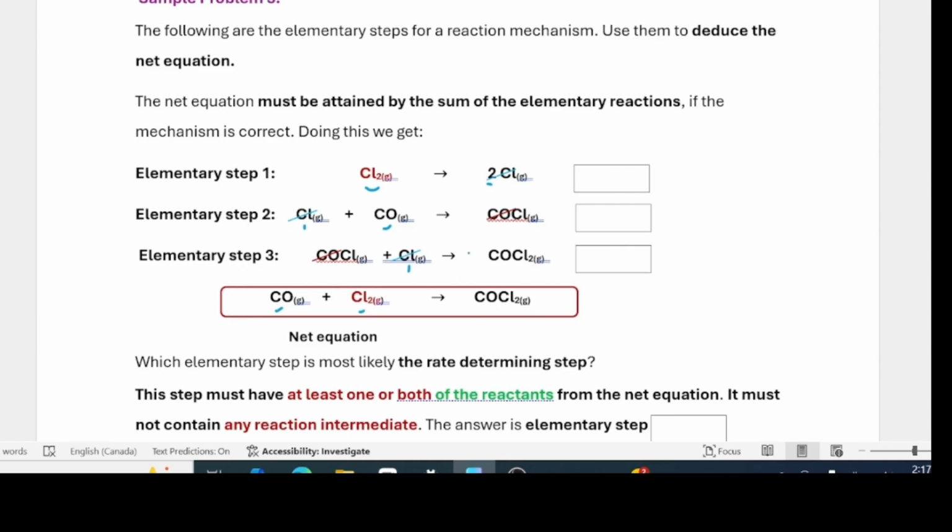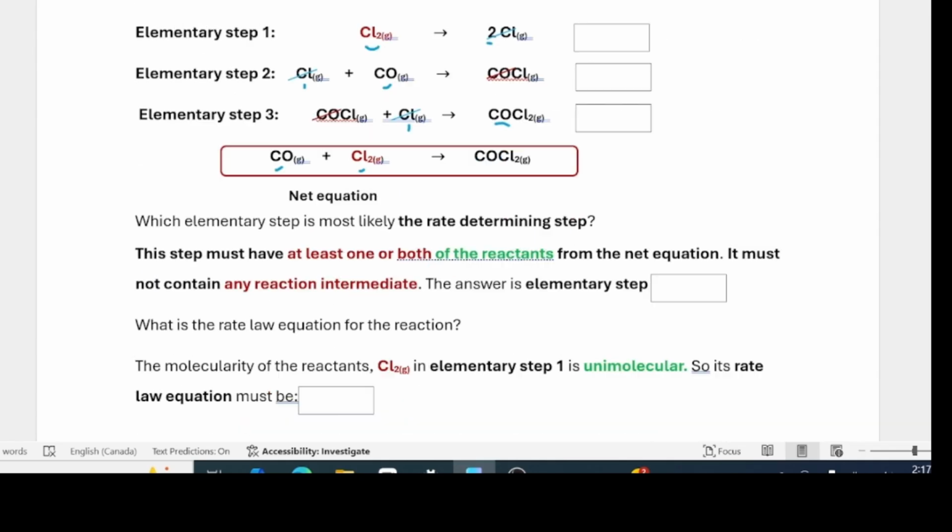And you are going to have this alone. So this is a net equation. Okay, I want to ask you some other questions. Which elementary step is most likely to be the rate determining step?